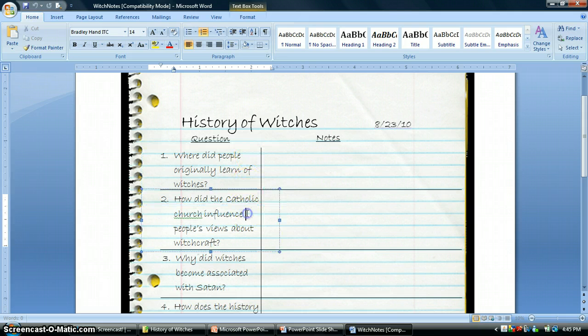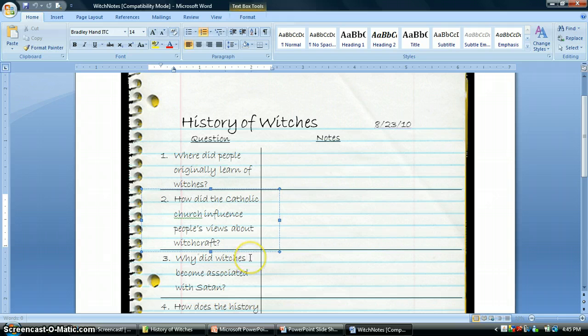The second question is, how did the Catholic Church influence people's views about witchcraft? During the time periods that we're talking of, the Catholic Church was the only Christian branch around. There weren't Baptists and Mormons and Lutherans and Protestants. They were all Catholics at this time. It wasn't until much later that people broke off and splintered into different religious groups. That's how we got the Puritans eventually. But during this time, we are going to find out, how did the Catholic Church influence people's views about witchcraft?